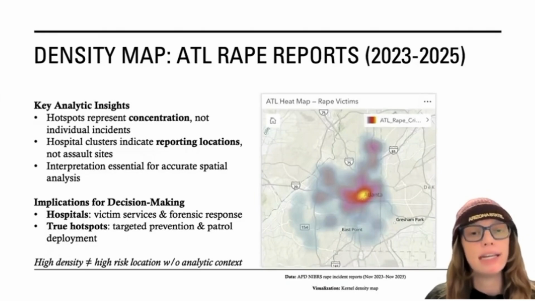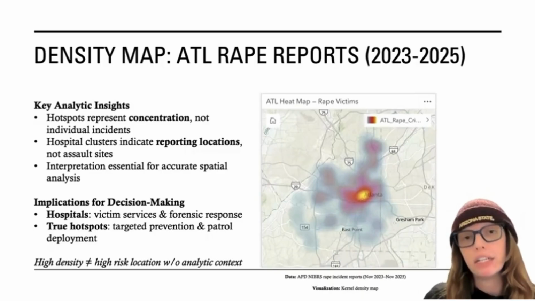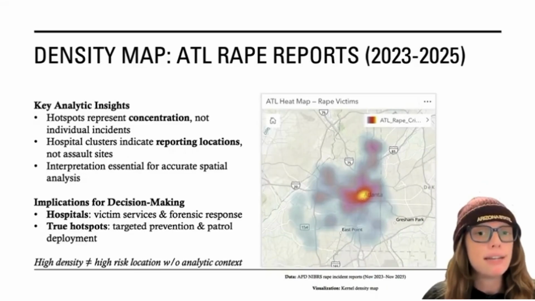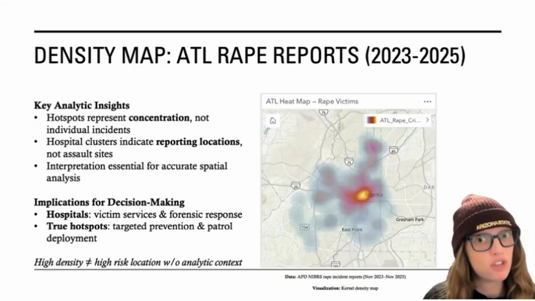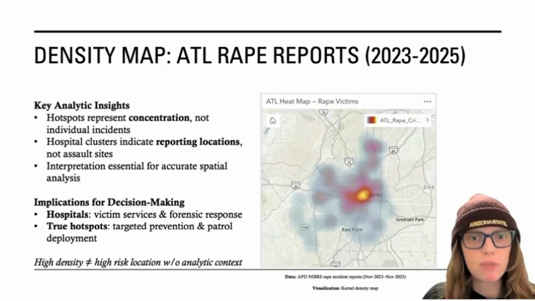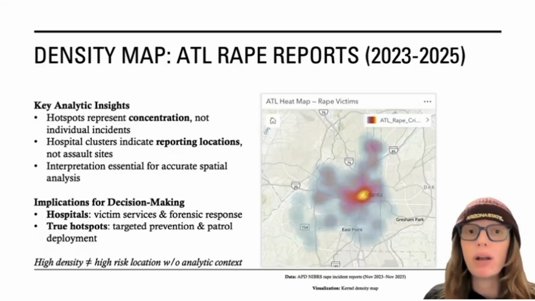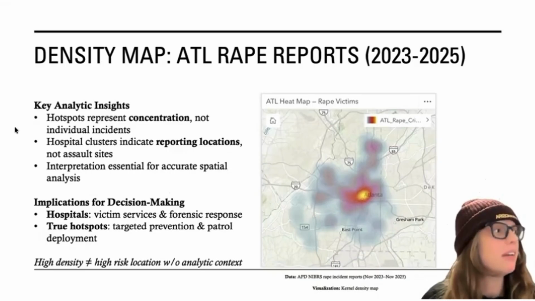One important analytic insight from this visualization is that interpretation matters. Several high-density clusters appear around hospitals, which represent reporting locations rather than assault sites. Without an analytic context, this could incorrectly suggest heightened risk at hospitals themselves. This distinction has real implications for decision making. Hospitals require victim services and forensic response resources, while true assault hotspots may require environmental prevention strategies or targeted patrol deployment. Density maps are powerful, but only when combined with domain knowledge.